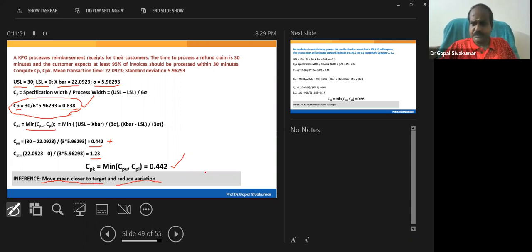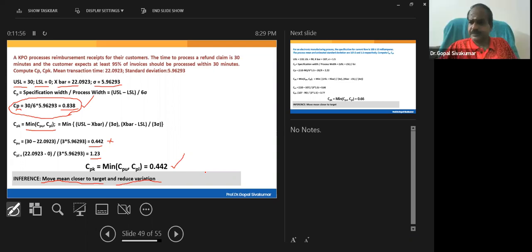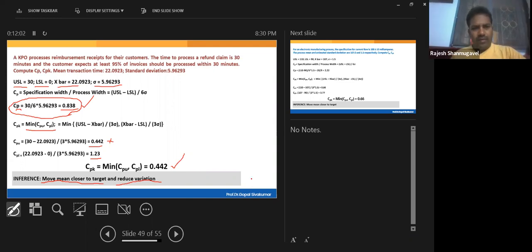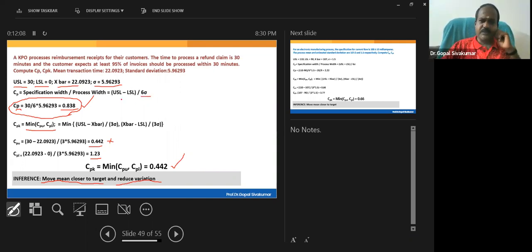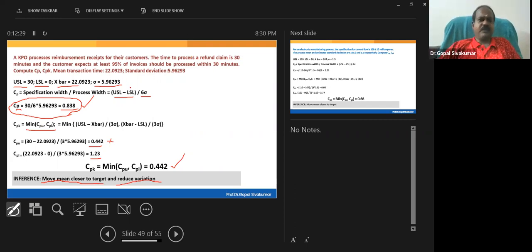All of you understand? Yes, sir. Any doubt? No, sir. The Cp formula is specification width divided by process width. That's all. Process width is 6 sigma. Specification width is USL minus LSL. So if USL is 30 and LSL is 10, then the specification width would be 20 and process width would be 6 sigma, so 6 into the sigma value, whichever is given. If it is given in the problem, use it. If it is not given, we must calculate it using the data.